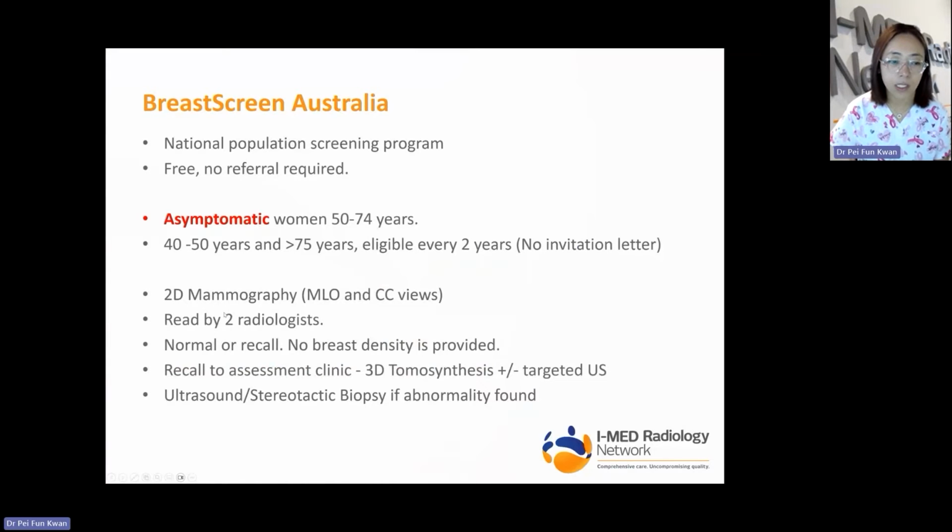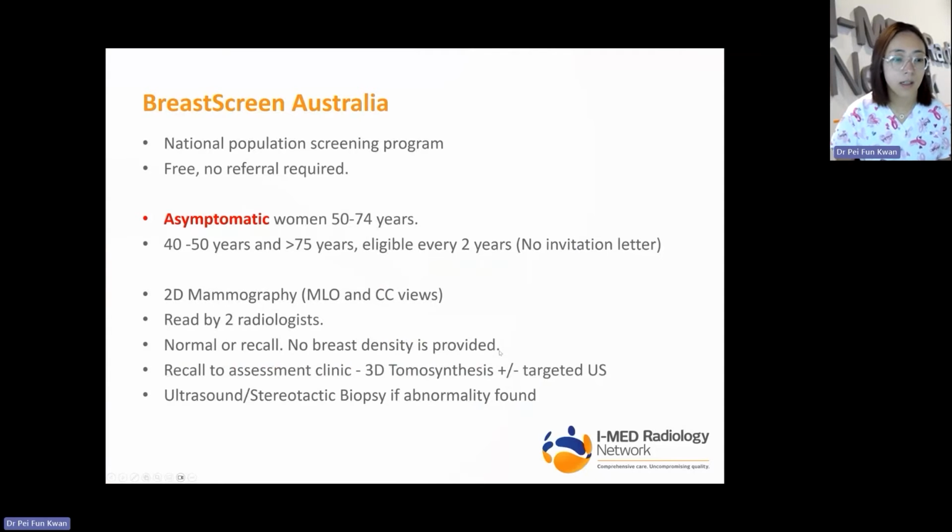After the routine 2D mammogram is done, the scan will be read by 2 radiologists, and we will classify them as normal or abnormal. The abnormal mammograms will be recalled. The patient will be recalled for assessment. And also note that breast density is not reported at breast screen because it's not available yet.